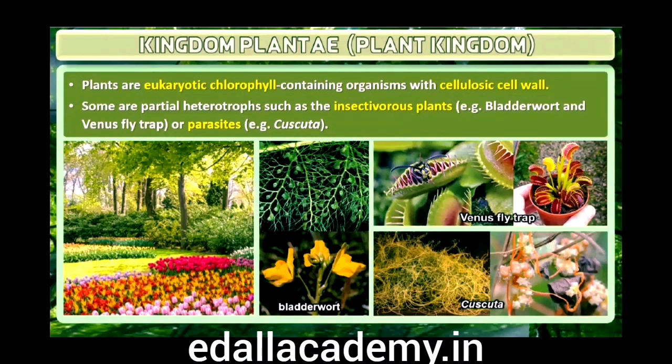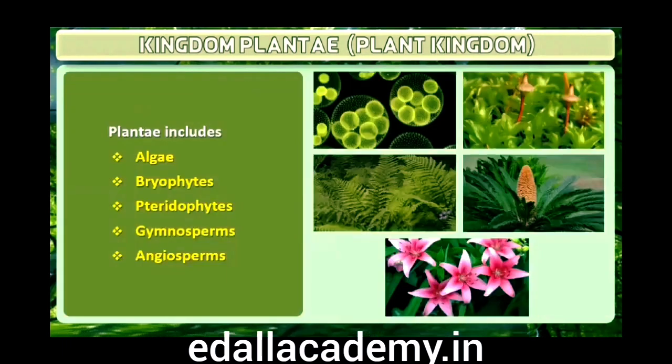A few members are partially heterotrophic, such as the insectivorous plants or parasites. Bladderwort and Venus flytrap are examples of insectivorous plants, and Cuscuta is a parasite. The plant cells have a eukaryotic structure with prominent chloroplasts and a cell wall mainly made of cellulose. Plantae includes algae, bryophytes, pteridophytes, gymnosperms and angiosperms.